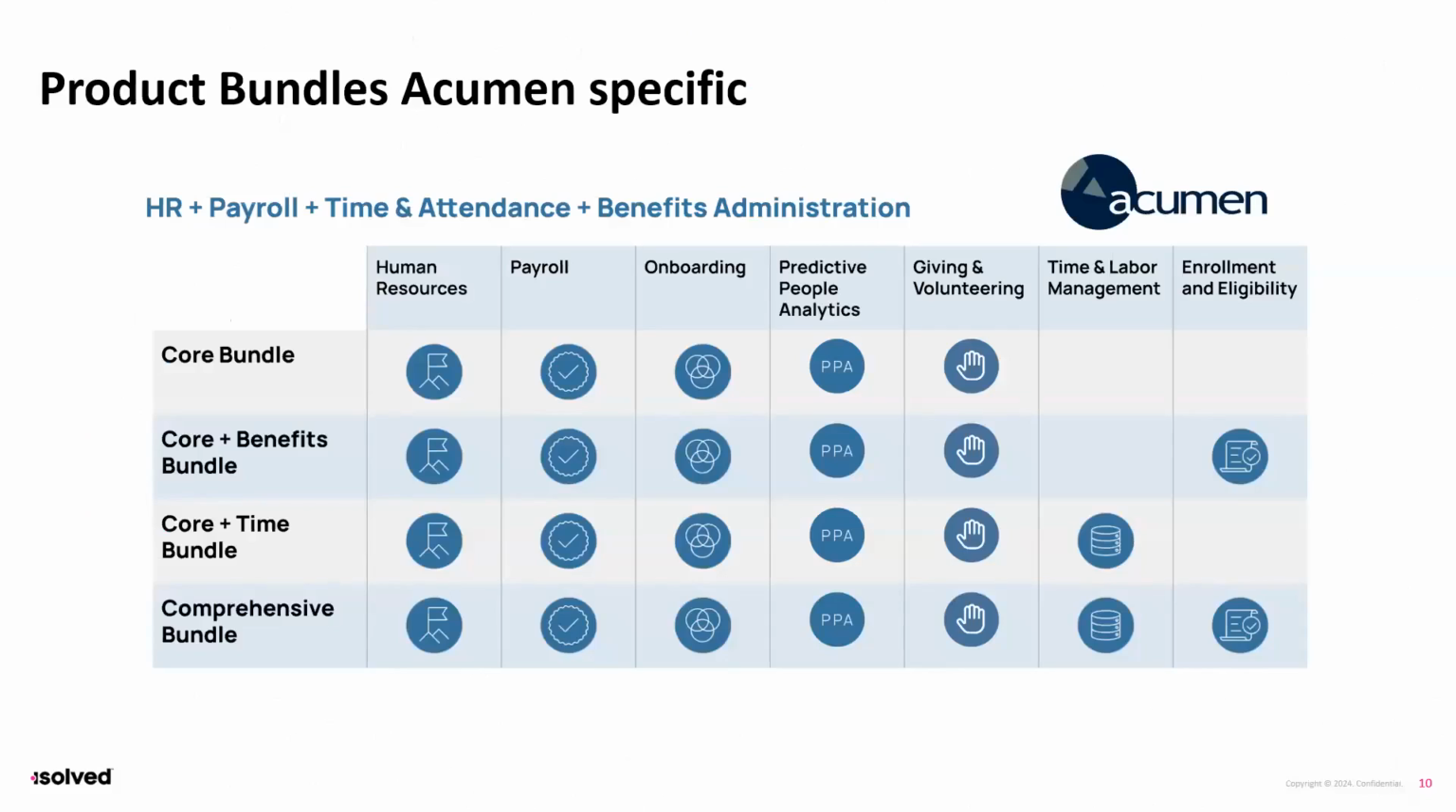Now, our bundles and our pricing are very structured, and it's a flat per active employee per month. Our core bundle incorporates all of the key functionalities that an organization will need to get started. Within our core bundle, it has our HRIS functionality, all of the payroll and onboarding, as well as the analytics and the volunteering. But then clients can customize the bundle by adding in enrollment and eligibility, or time and attendance, or both. But once again, it's a per active employee per month pricing structure. So whether you pay your employees every single day or every other week, it won't make a difference. It's completely streamlined.